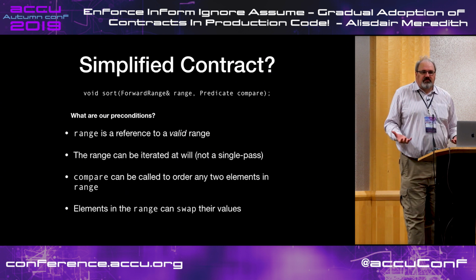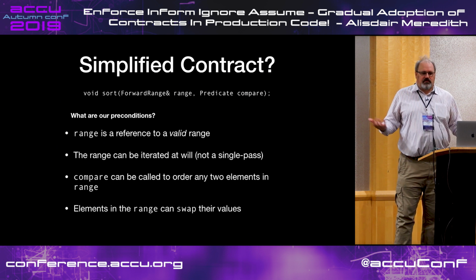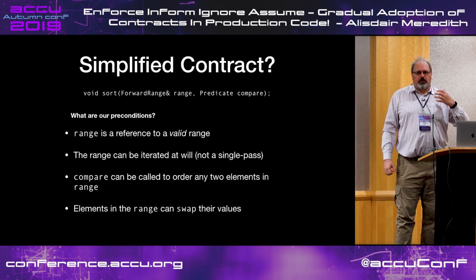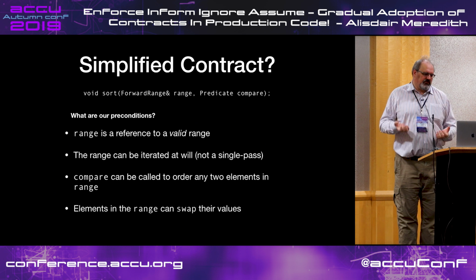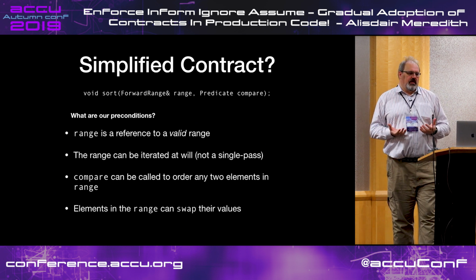Is there a simpler way to write this contract? Well, if we're in C++20, we'll start using the ranges library. So rather than passing in a pair of iterators, I could pass in a range. And now my set of preconditions simplifies slightly. Now range is just a reference to a valid range.